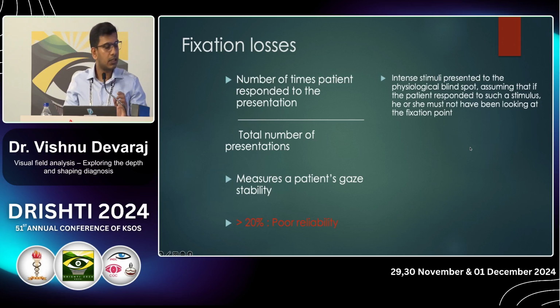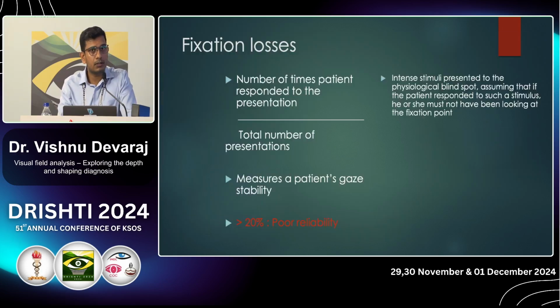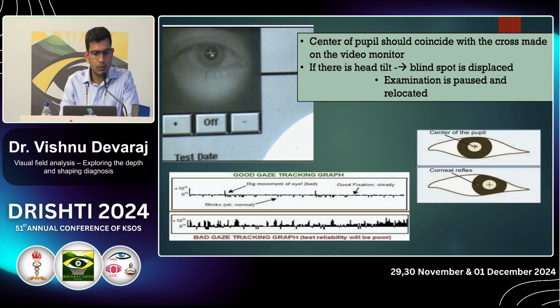Then coming to the reliability indices, fixation loss of less than 20% makes it reliable, because the stimulus is given to the blind spot. So it's the total number of times the patient responds to the stimulus divided by the total number of presentations. An intense stimulus is presented to the physiological blind spot and the patient is not supposed to see that. Fixation loss is calculated by the Heijl-Krakau method, which is about 5% of the total test. Other methods include the gaze tracker, in which infrared light is projected onto the center of the pupil.